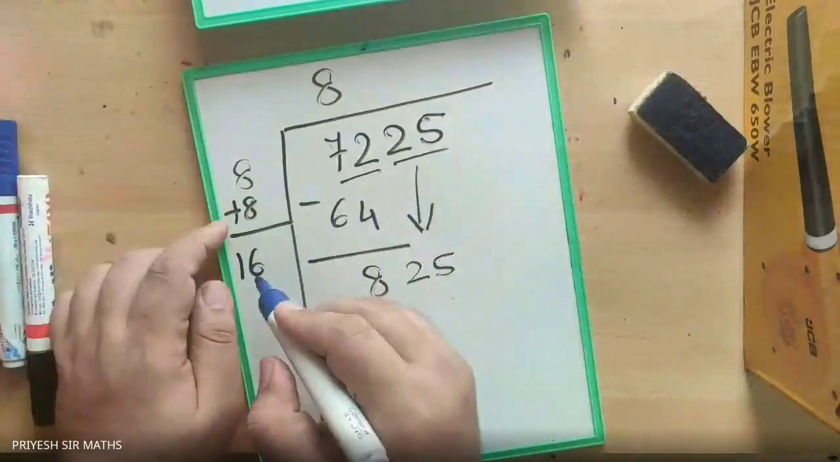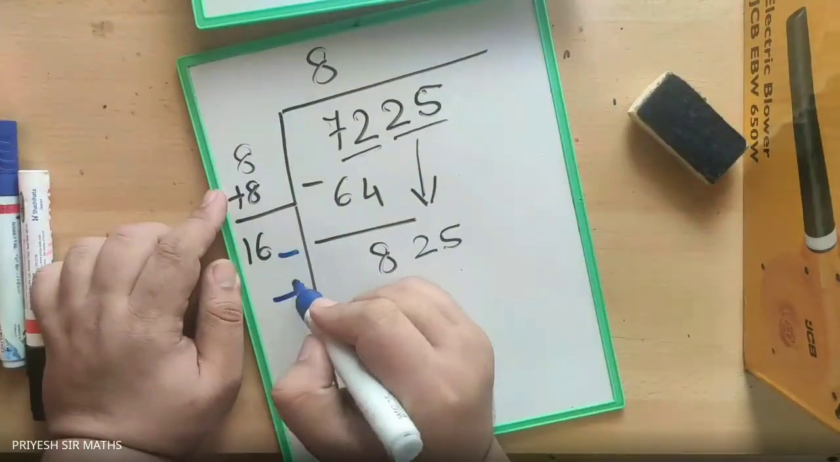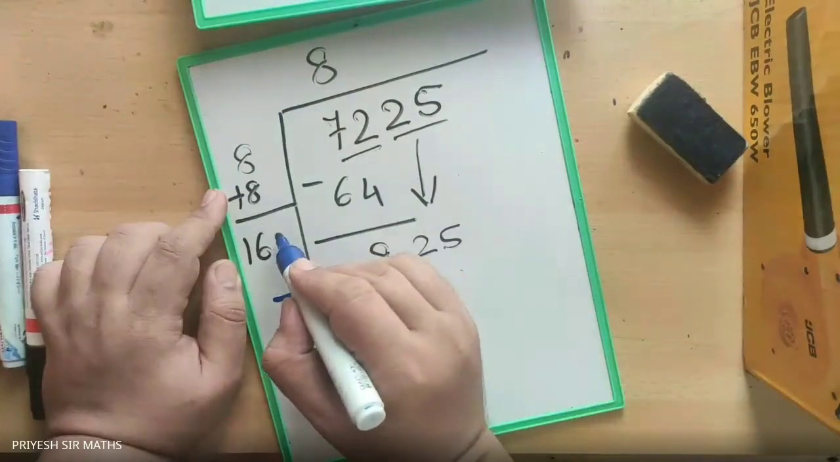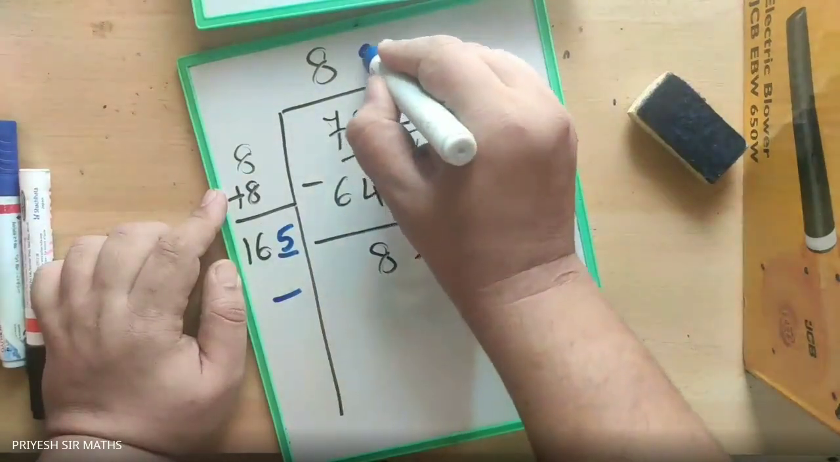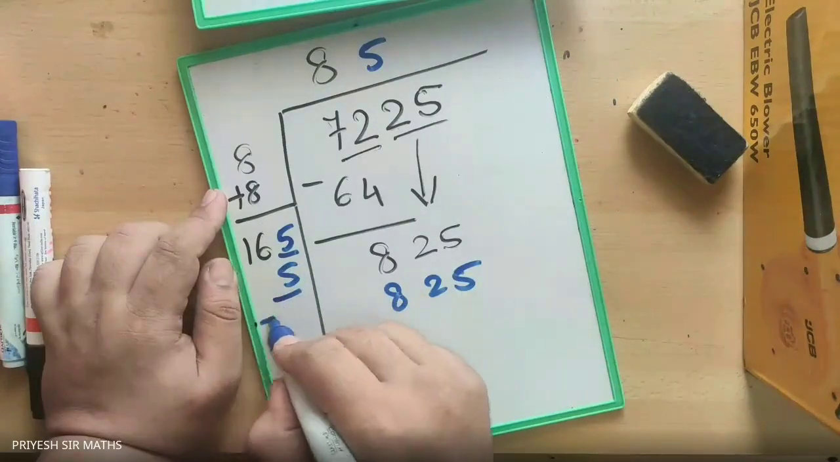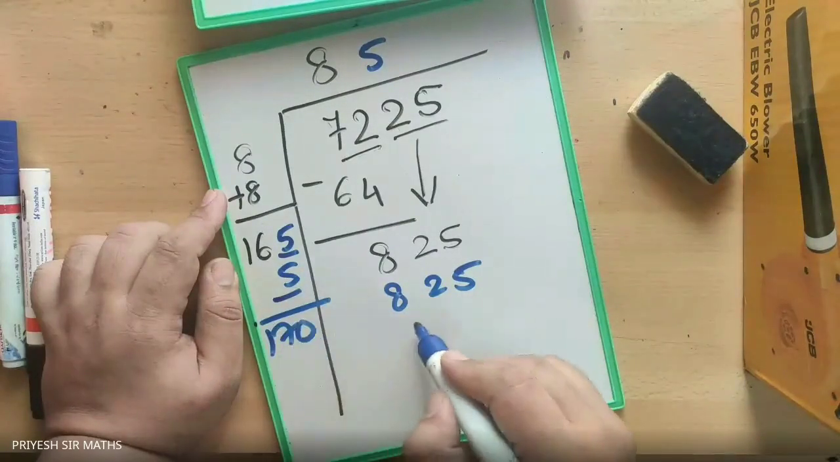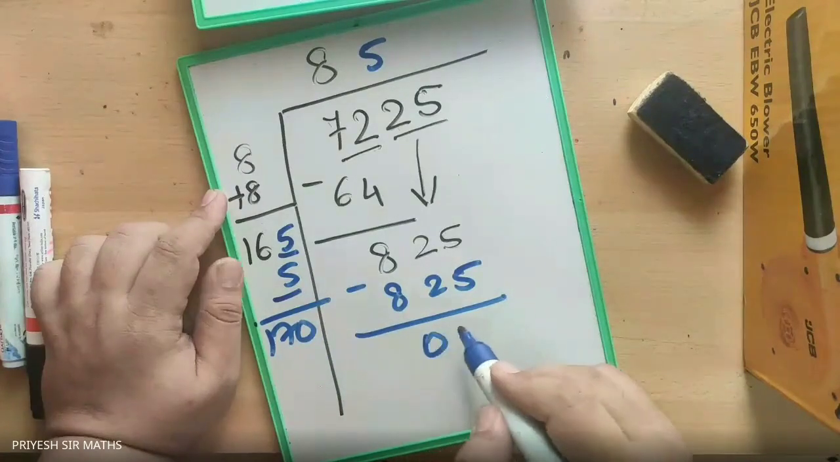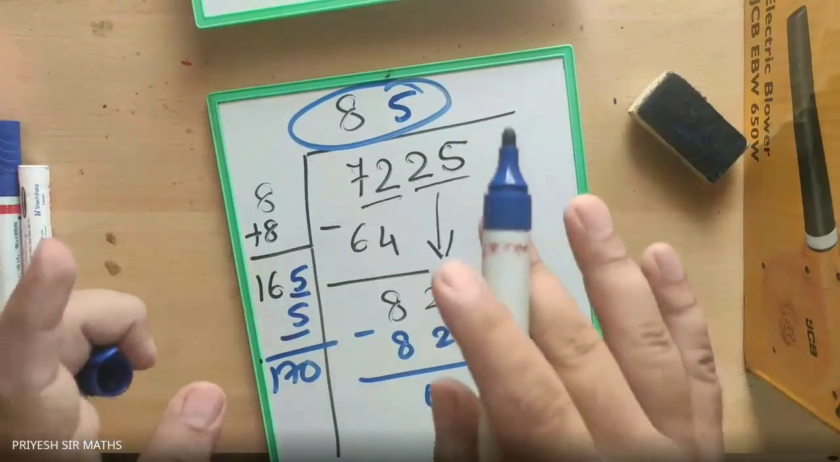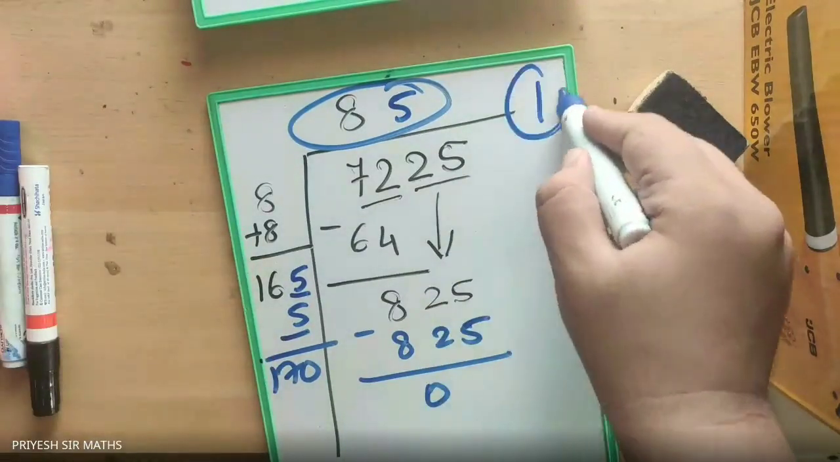You have to put here such a number that when you multiply, you get the same number like this. So 165 times 5 gives you 825. And when you add over here, it becomes 170. And this becomes 0. So 85 is the answer. This is your first example.